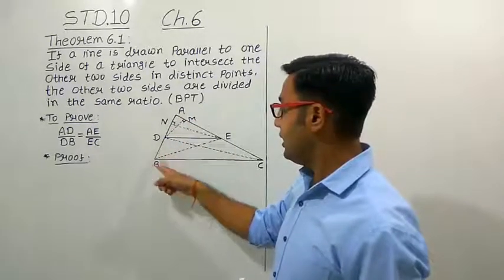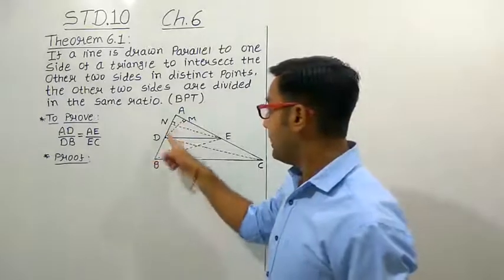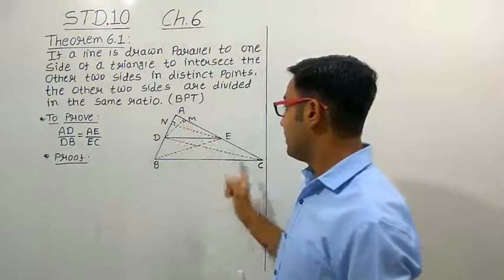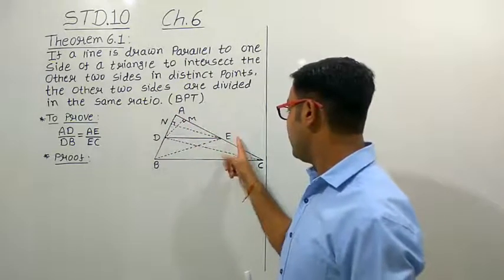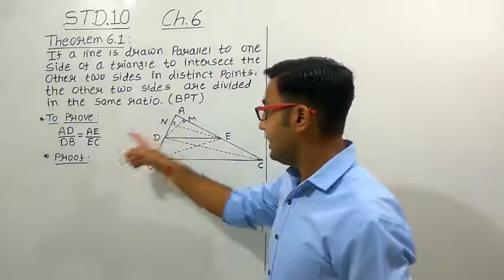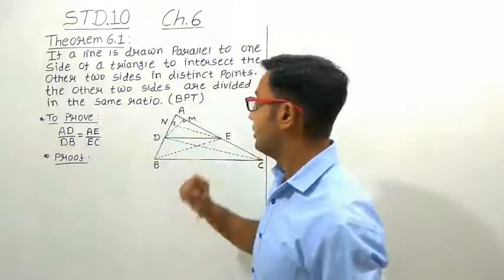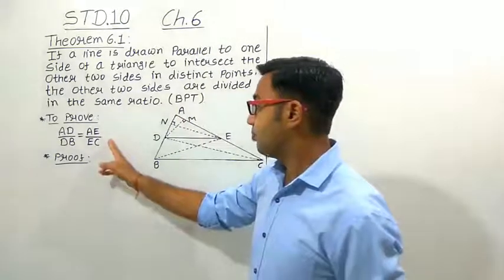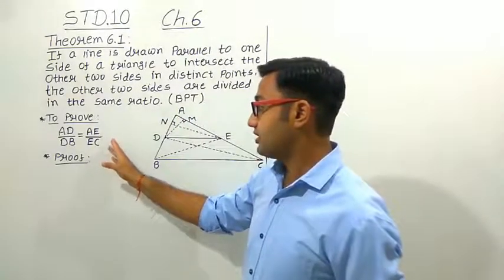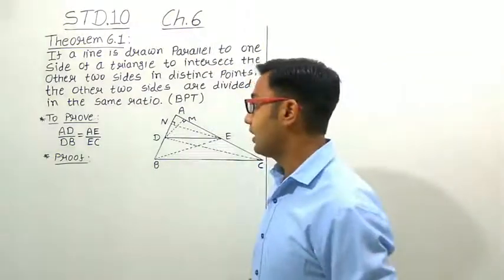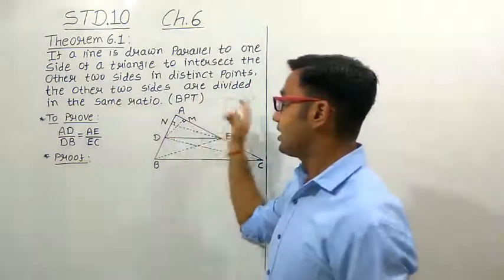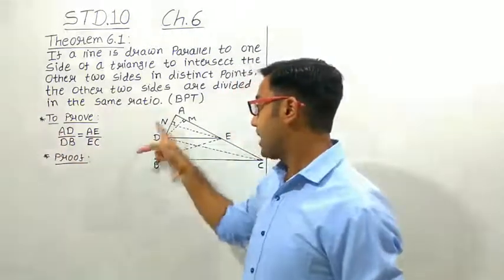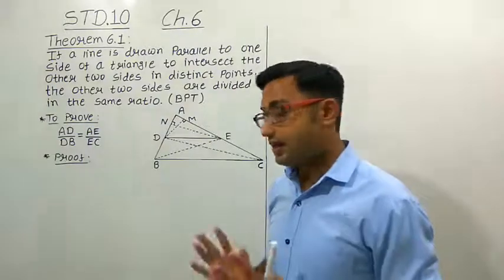Now see, this side AB is divided into the two parts AD and DB. In the same way, AC is also divided into the two parts AE and EC. So AD upon DB is equal to AE upon EC. That is, the ratios of both sides are equal, and that we have to prove, right? So the other two sides are divided in the same ratio.